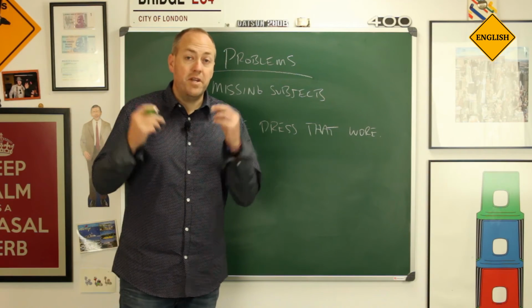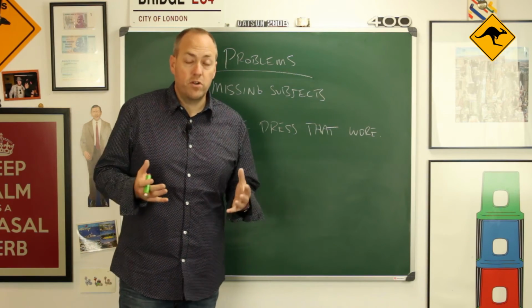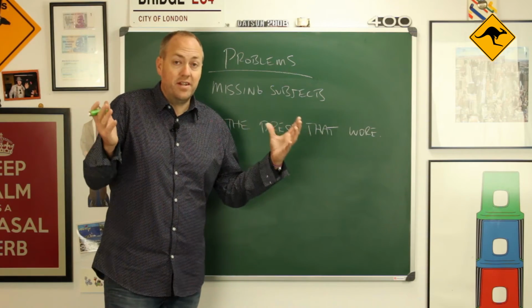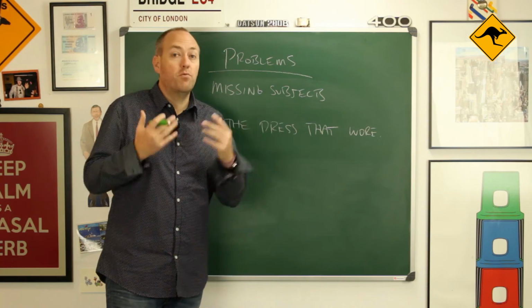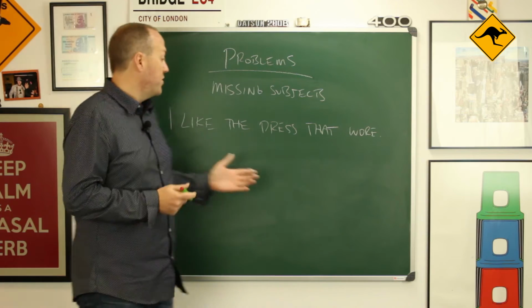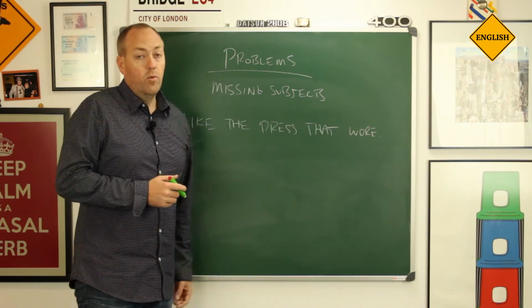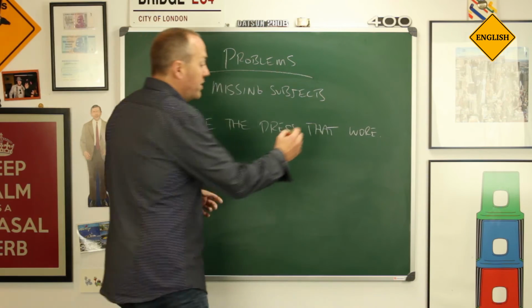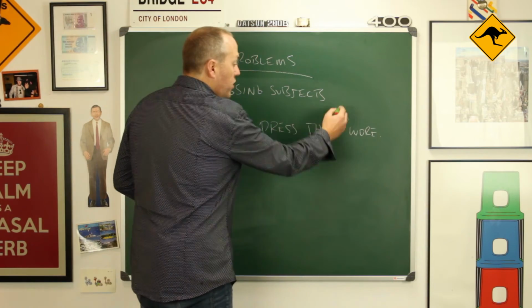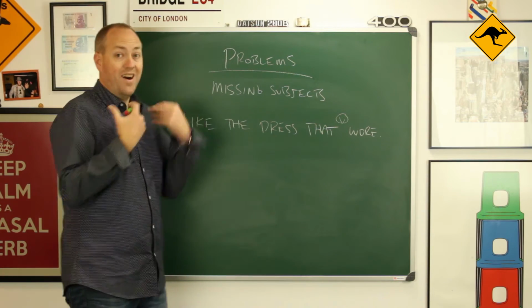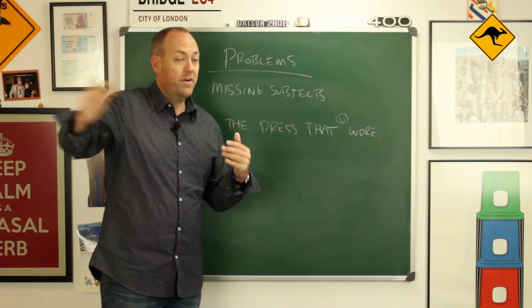Another thing that you have to be careful of when you're using clauses is that you don't forget one of the most important things in English, that we always have to repeat the subject. Okay? So for example here, "I like the dress that wore." Well, in this case the sentence is faulty because here we have the verb, but we don't know who was wearing the dress. Was it I wore it, she wore it, they wore it? Okay, be careful of this.